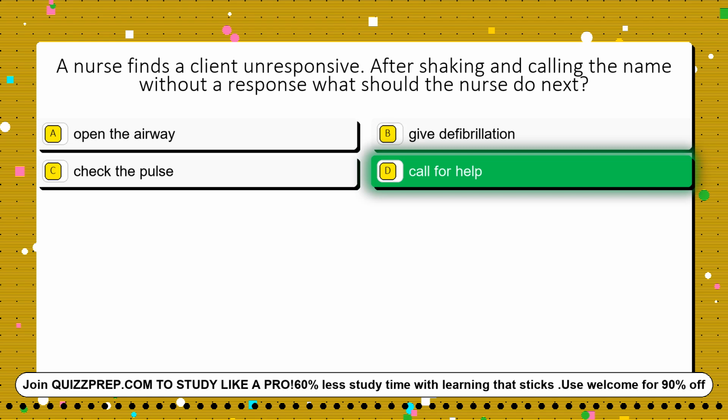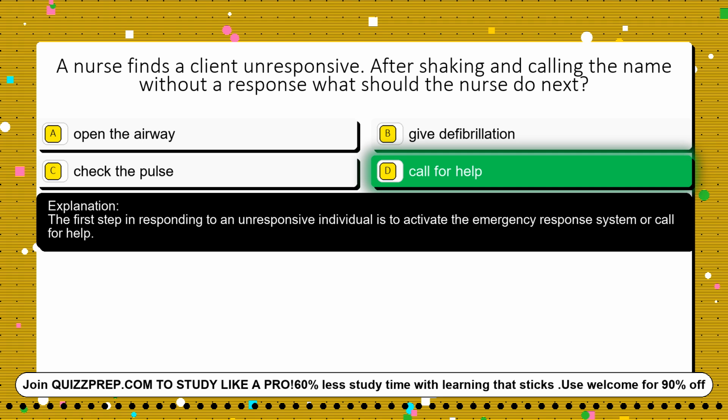The correct answer is option D, call for help. The first step in responding to an unresponsive individual is to activate the emergency response system or call for help.